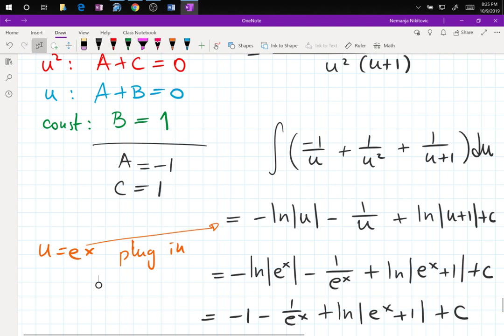We started with the substitution, right? U equals e to the x, so we have to bring it back. Yes. That's an x there. Yeah, this one is x, yes.